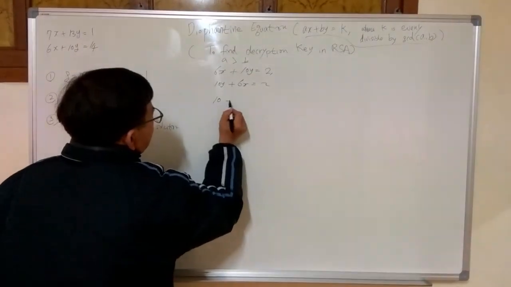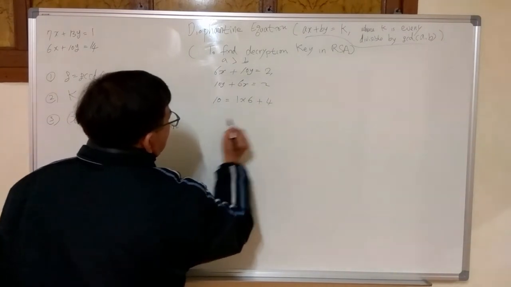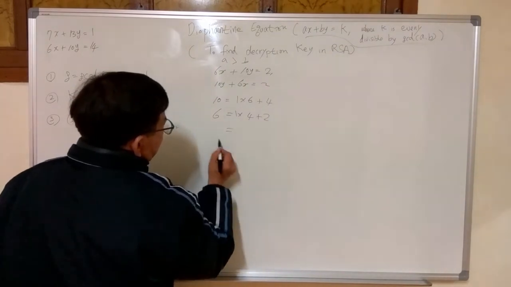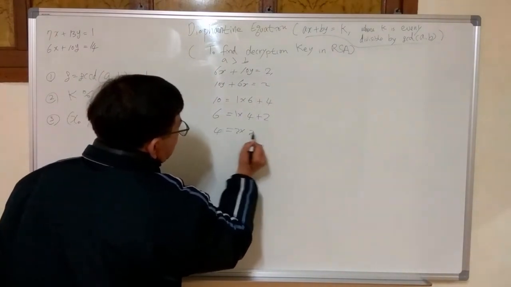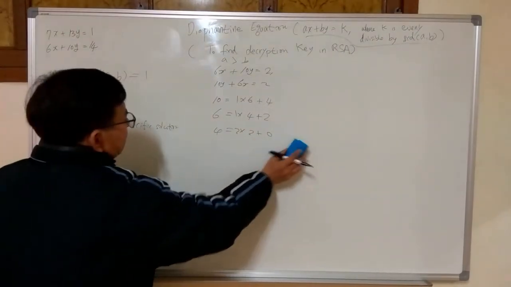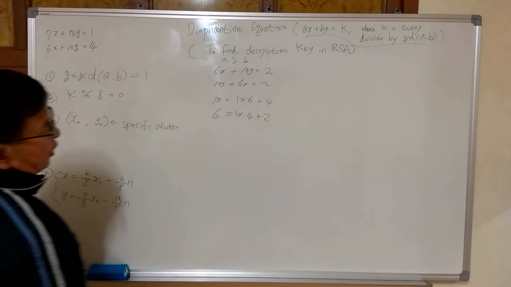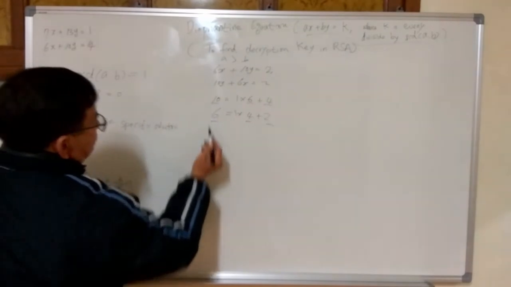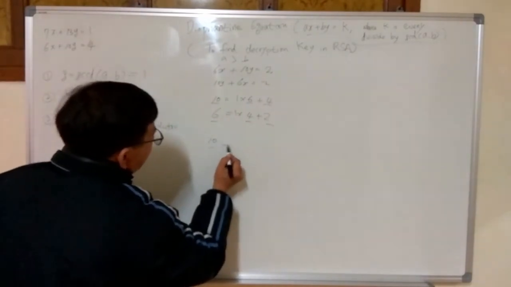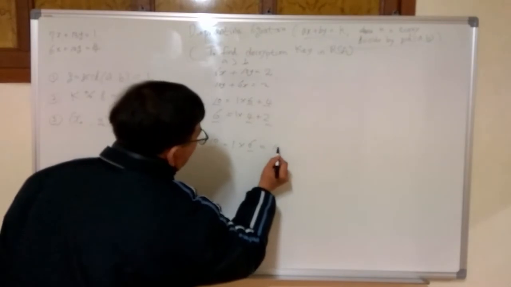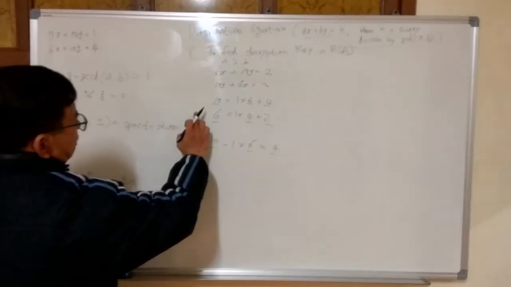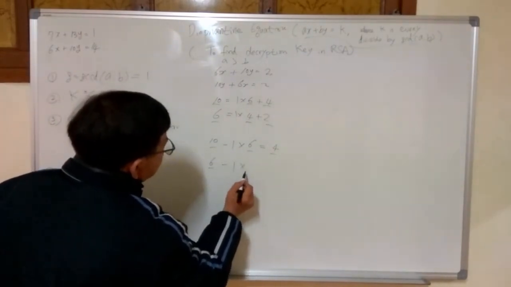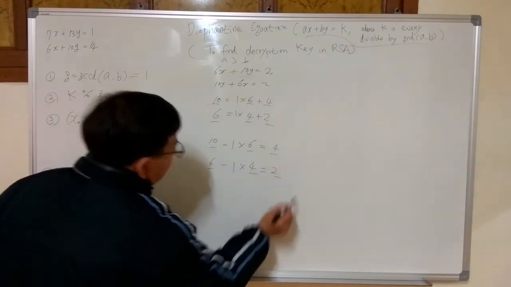Here, 10 equals 6 times 1 plus 4. 6 equals 4 times 1 plus 2. Here, 4 equals 2 times 2, remainder 0. So we create it like this. Now we move this term to the left hand side. Then 10 bar minus 1 times 6 bar equals 4 bar. Here we also move this term to the left hand side: 6 bar minus 1 times 4 bar equals 2 bar.